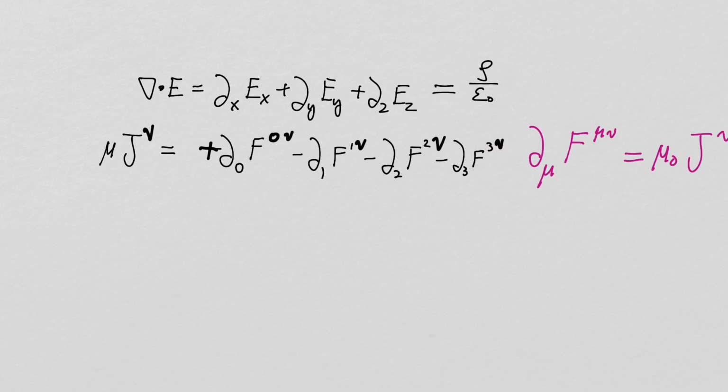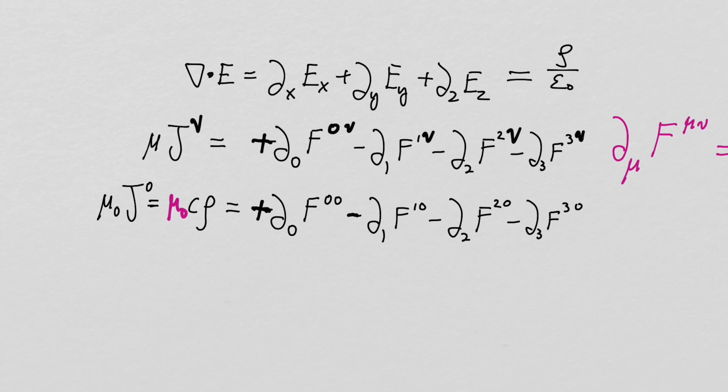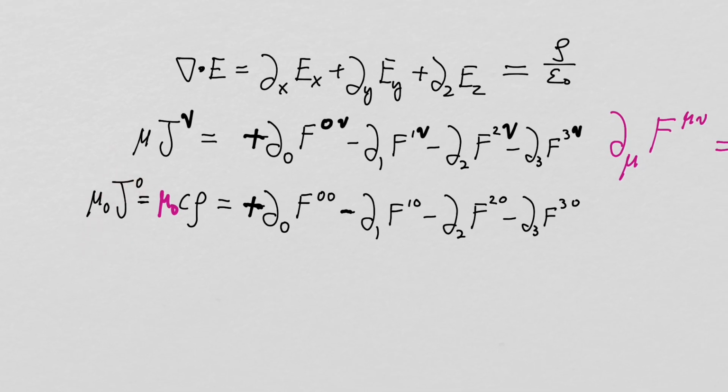Because we're dealing with this charge density, let's speculate that the relevant equation takes out nu equals 0, J superscript 0, because we know that the current density's 0th component, its time component, is the charge density times the speed of light. So everywhere we see nu, we'll substitute the index 0. And when we do that, we get mu naught J0, which is now mu naught c rho.